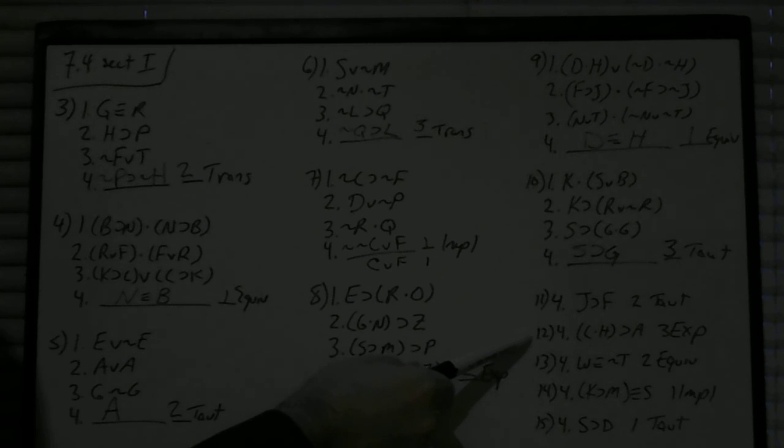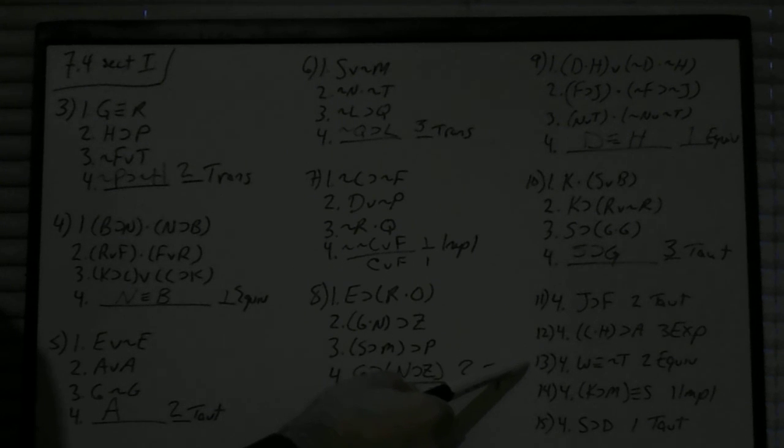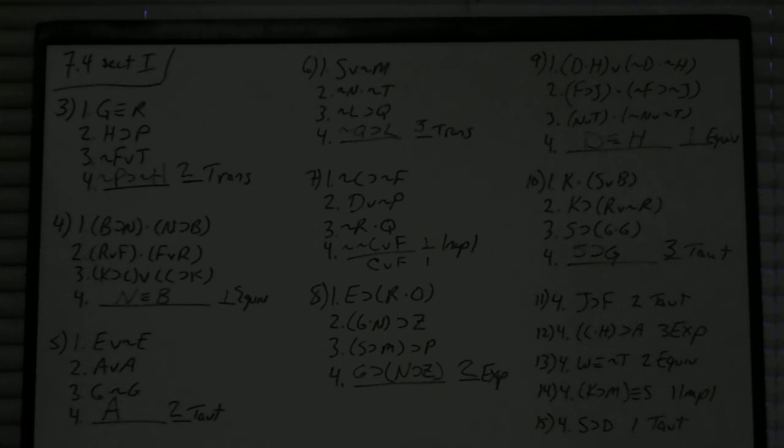At 12 they wanted exportation. So your line 4 should be C and H within the parentheses, then A. 13, they wanted a material equivalence, so line 4 should be W if and only if not T. 14, they wanted a material implication, so line 4 should be K then M within parentheses, if and only if S. And finally for 15 they wanted a tautology, so your line 4 there should be if S then D from line 1 through tautology.